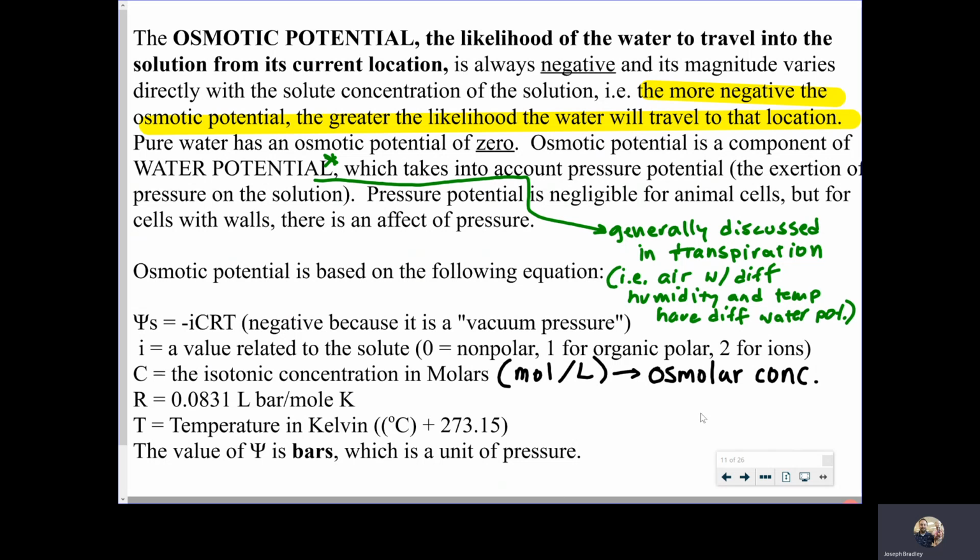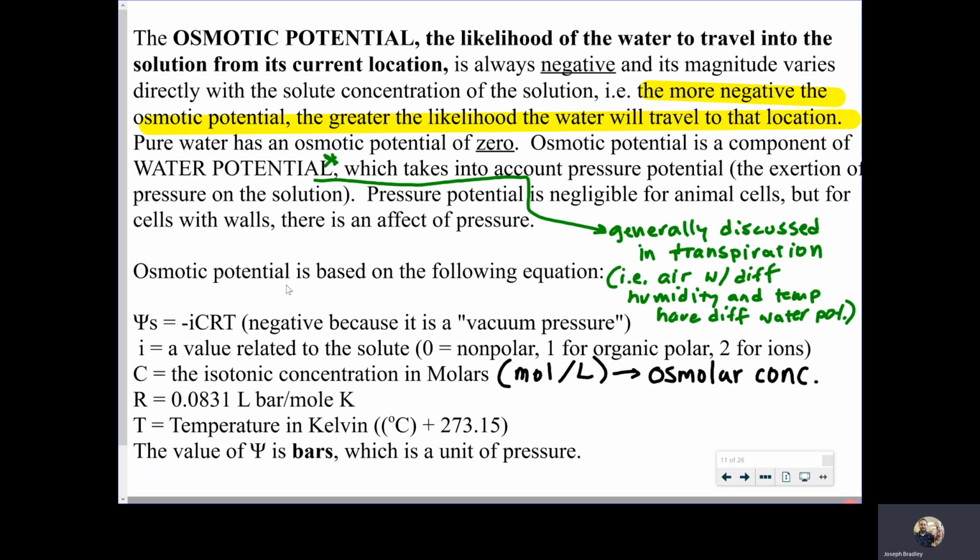Now, you would be given the formula, and the formula is here. It's psi sub s for the potential, and the s stands for the solute, equals negative iCRT. Again, it's negative because the type of pressure is a vacuum pressure. So the lowest potential, or I guess you could say the highest osmotic potential, is 0, and that would be pure water, distilled water. That's because materials aren't going to move into a solution with no solutes. It can only move out of the solution with solutes.